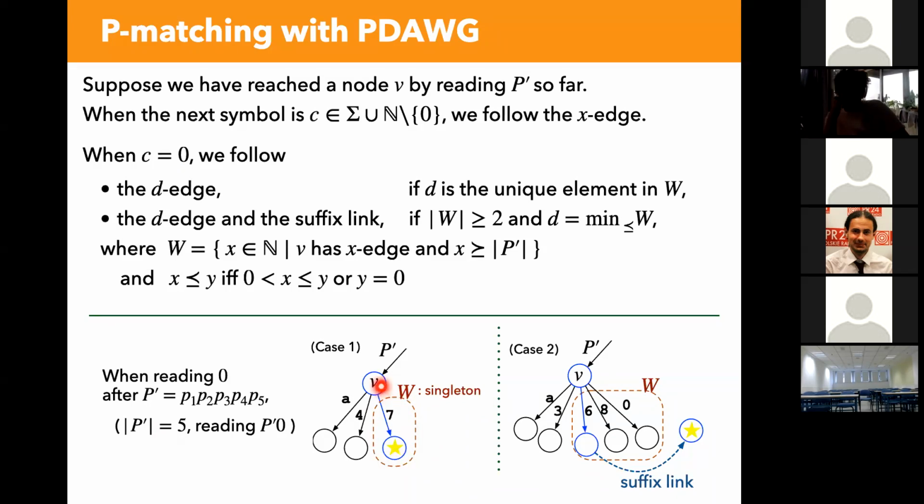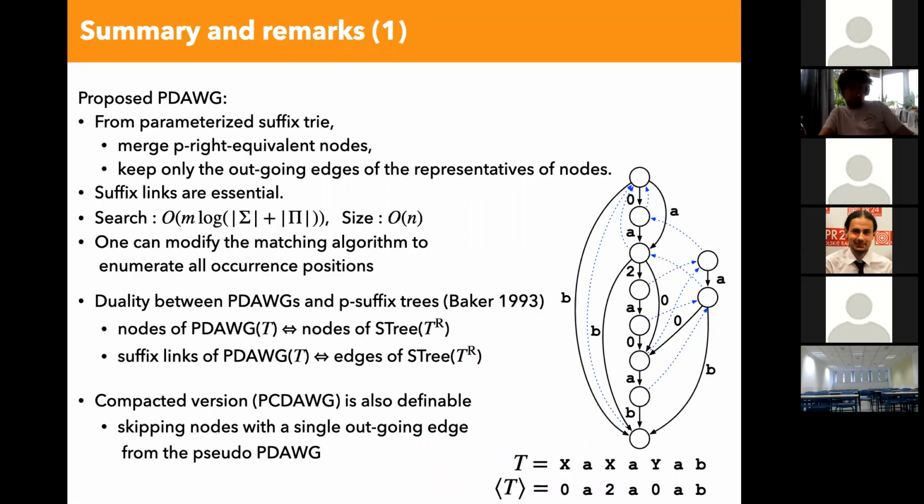Because in our shorter context, 7 becomes just 0. Okay, so this is okay. And on the other hand, if the set W contains two or more elements, then we follow the smallest edge and then follow the suffix length. Here 0 is bigger, okay, 6, and then suffix length. So, proposed PDWG.